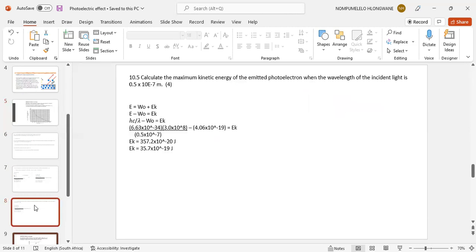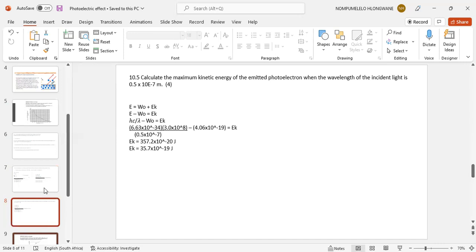E is equal to work function plus kinetic energy. We know the work function. We have calculated it in the previous question, so we just simply have to substitute it. And then E is equal to hc over lambda, just as I explained. So you substitute your variables, you are given the wavelength, so you substitute the wavelength and your work function that you have calculated in the above equation, then you get your kinetic energy at that wavelength.